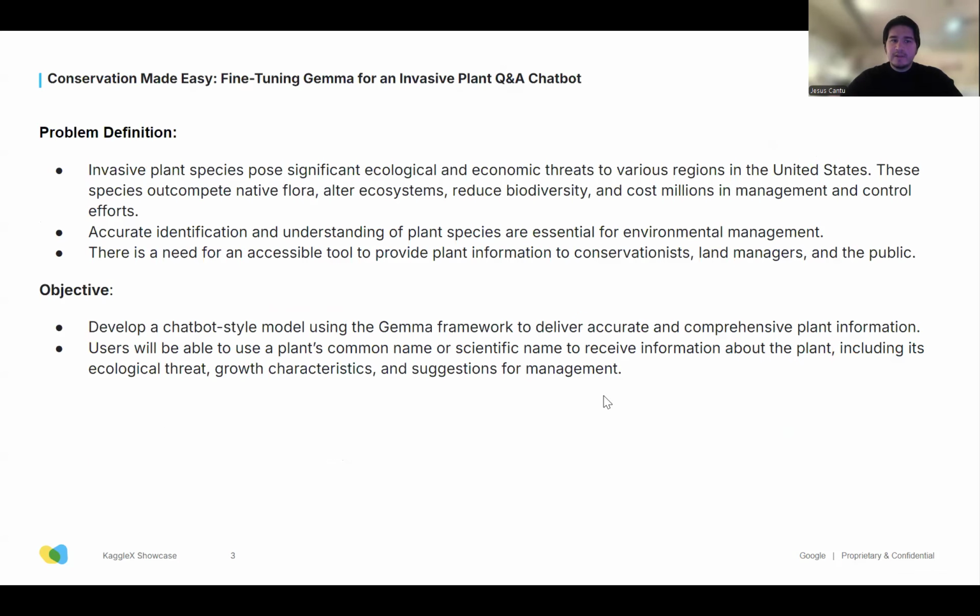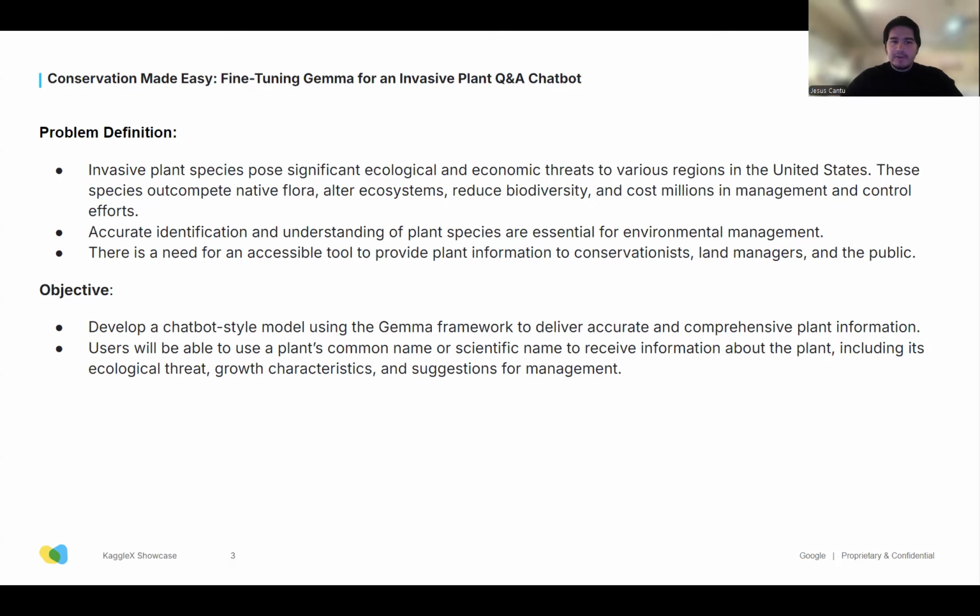The problem definition is that I was interested in creating a chatbot that could tell people if plants were invasive or not. Invasive plants pose significant ecological threats here in the United States. They outcompete native flora, alter ecosystems, reduce biodiversity, and overall cost millions in management and control efforts. Accurate identification and understanding of plant species is essential for environmental management, and there's a need for an accessible tool to provide plant information to conservationists, land managers, and the public.